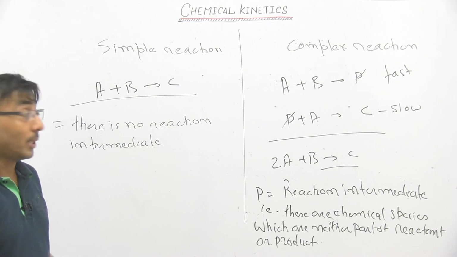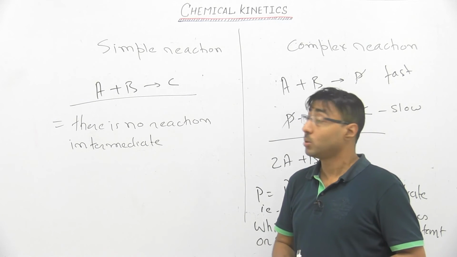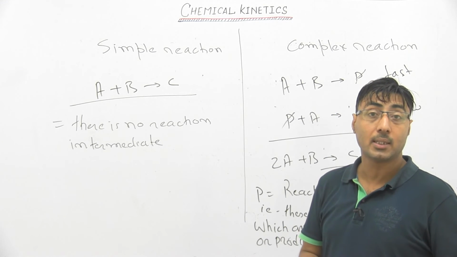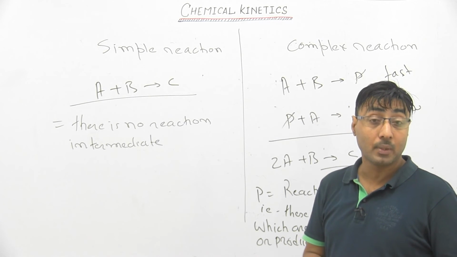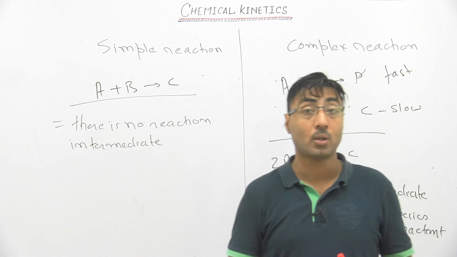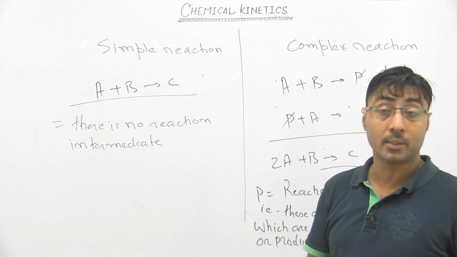So these are the two methods. One is the simple reaction, one is the complex reaction. So what is a simple reaction? It takes place in one step. What is a complex reaction? It takes place in more than one step, and they involve a species which is known as reaction intermediate, which is neither the part of reactant nor the part of product, but their formation is vital for the propagation of the reaction.